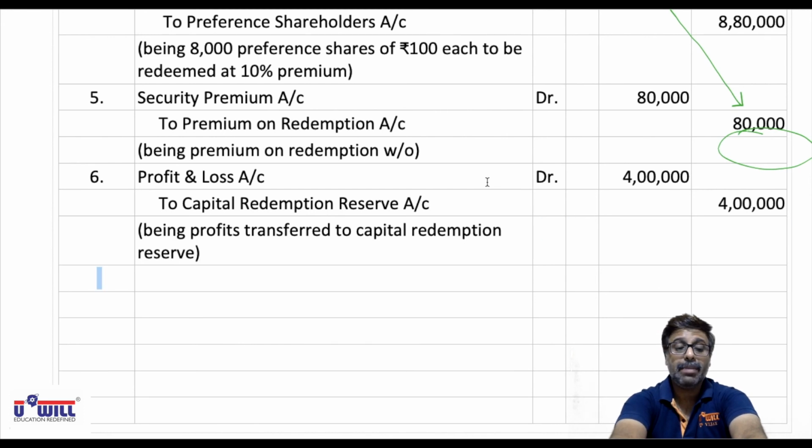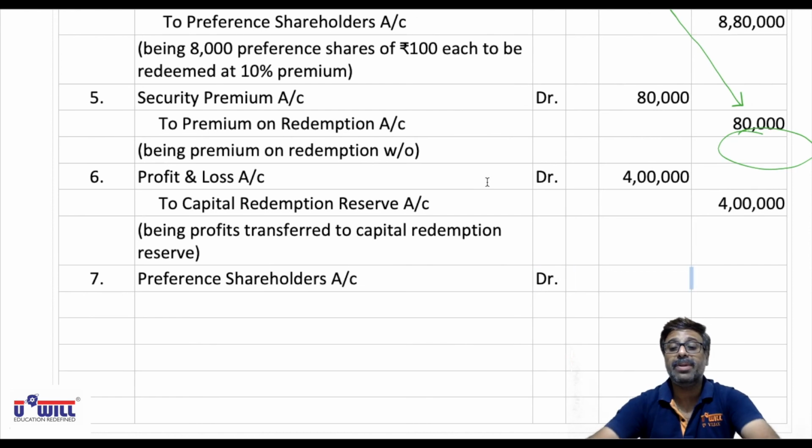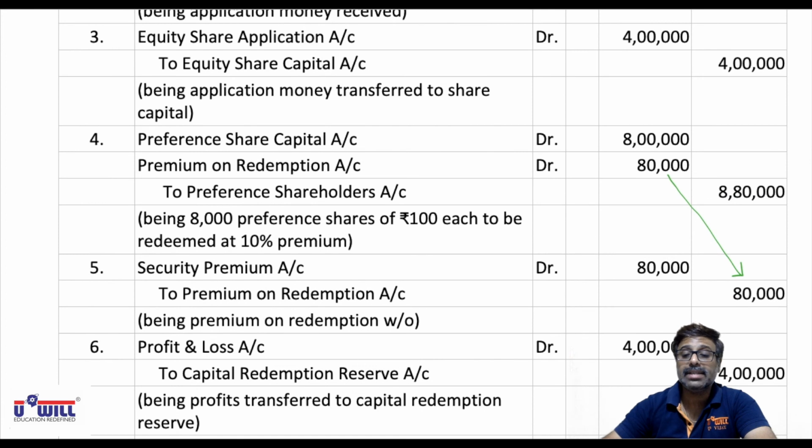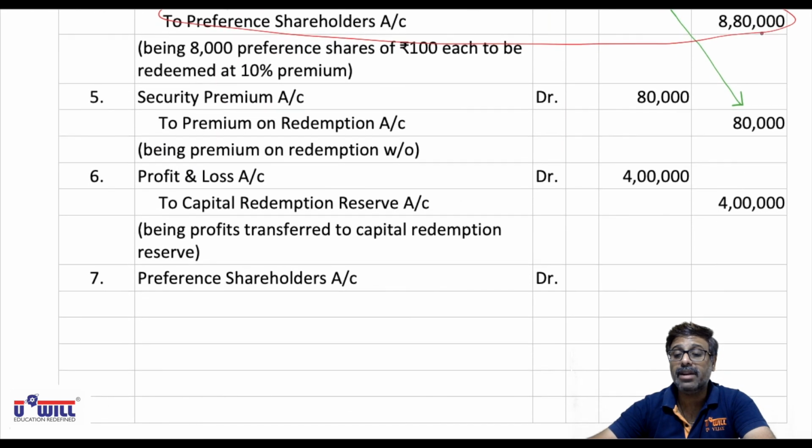Now we will make the payment to preference shareholders. So preference shareholders are the receiver, debit the receiver, preference shareholders account debit. Now what amount we have to pay to preference shareholders? You all can see here, what we have to pay to preference shareholders is 8,80,000. That we will reverse and debit.